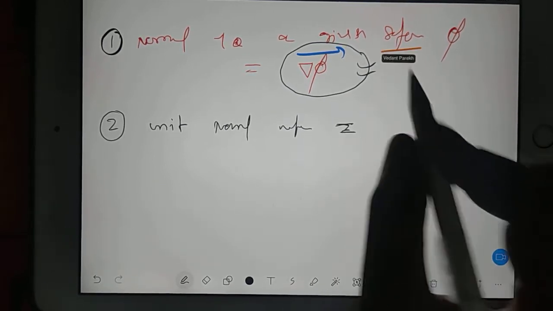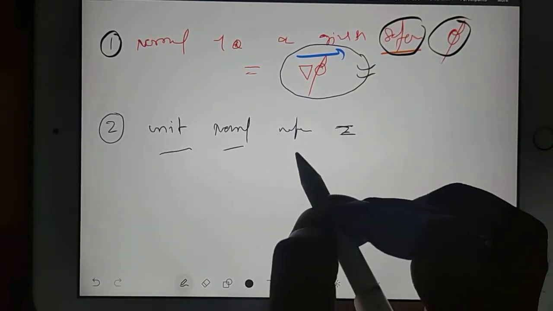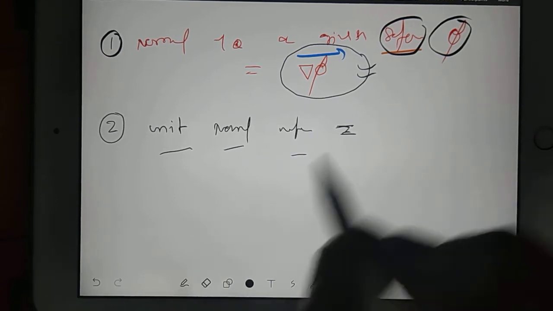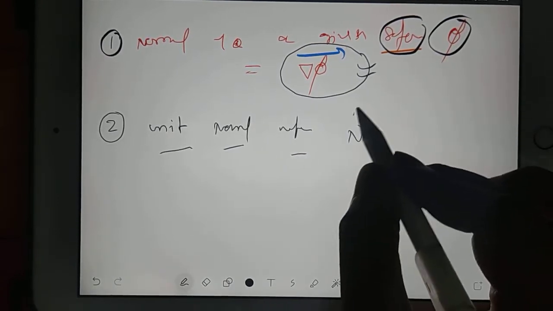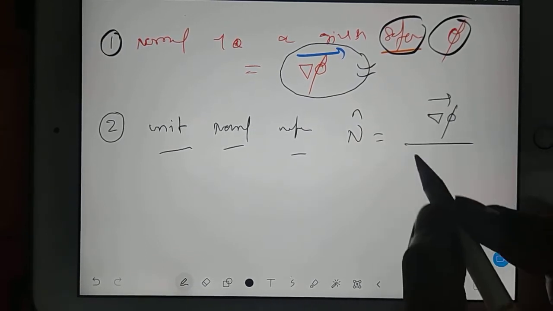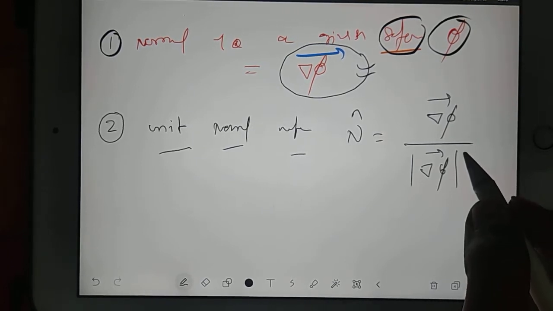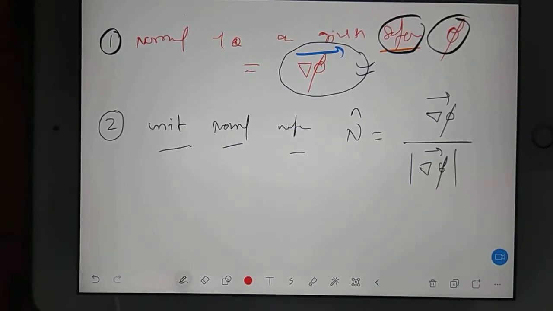A vector quantity, given surface phi, unit normal vector, you give the symbol as n cap. How will you calculate that n cap? This vector grad phi divided by the mod of this vector, that you say modulus or magnitude, whatever. Okay, now you see.